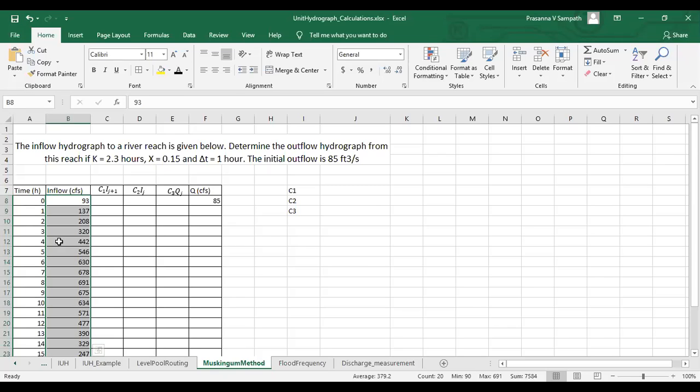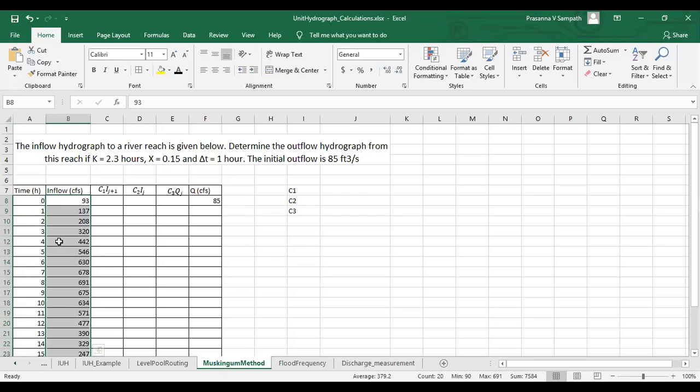Okay, then I introduce this flood into the river. How does the river respond? That is the objective. And depending on how the river responds, I can decide how to handle the river and so on. Okay, all right.